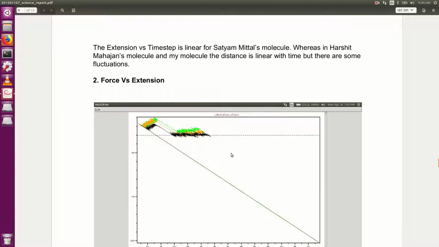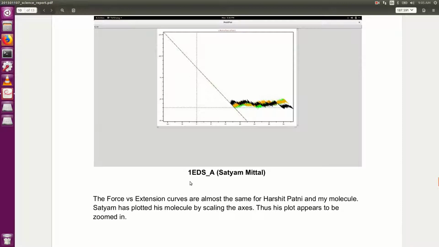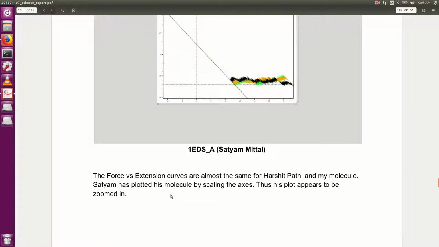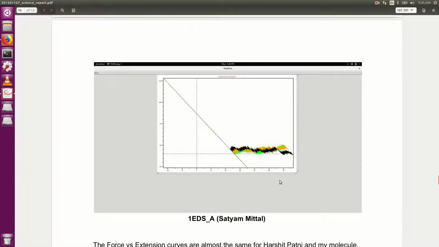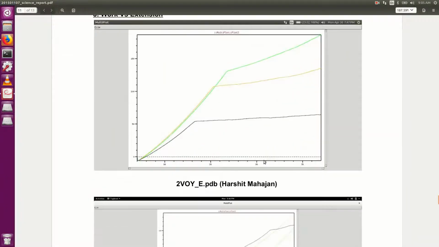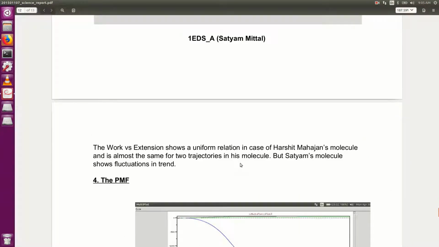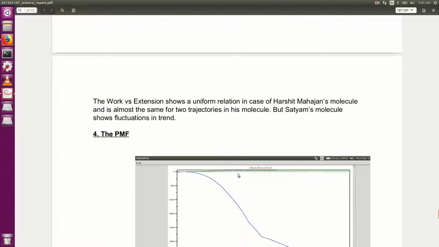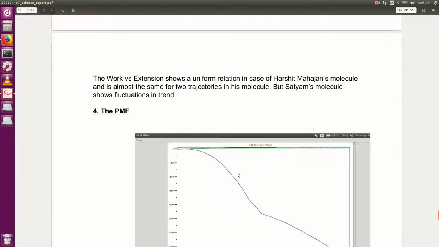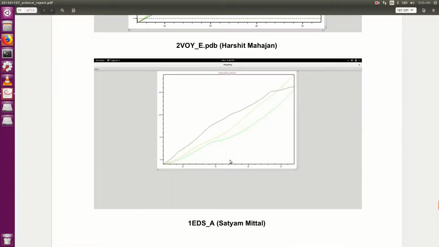For the second graph, force versus extension, the observations are as follows. The force versus extension curves are almost the same for Harshit Patni, Harshit Mahajan and my molecule. Satyam has plotted his molecule by scaling the axis, thus his plot appears to be zoomed in. Third is work versus extension. This is the graph of Harshit Mahajan and this is the graph of Satyam Mittal. The work versus extension shows a uniform relation in the case of Harshit's molecule and is almost the same for two trajectories in his molecule, but Satyam's molecule shows fluctuation in the trend.